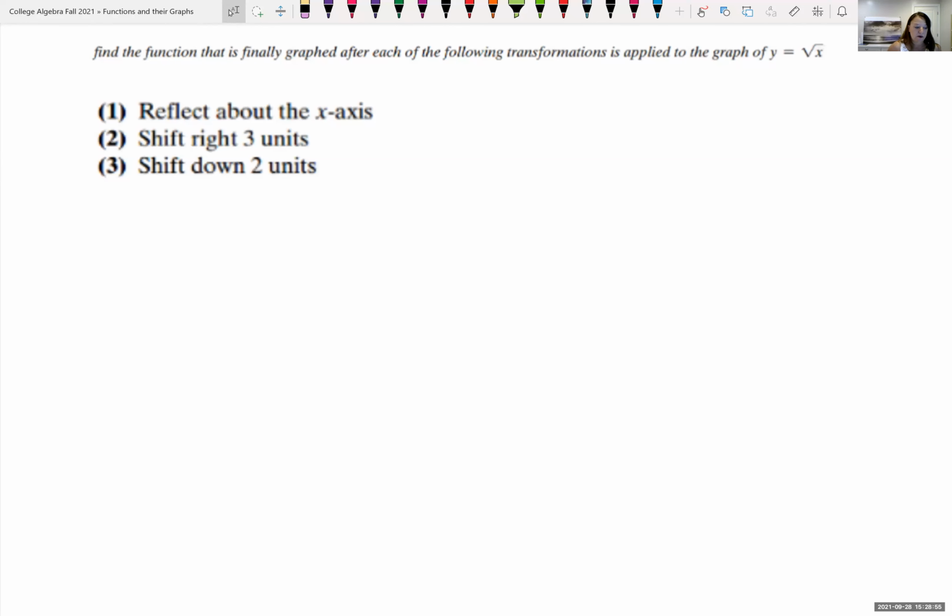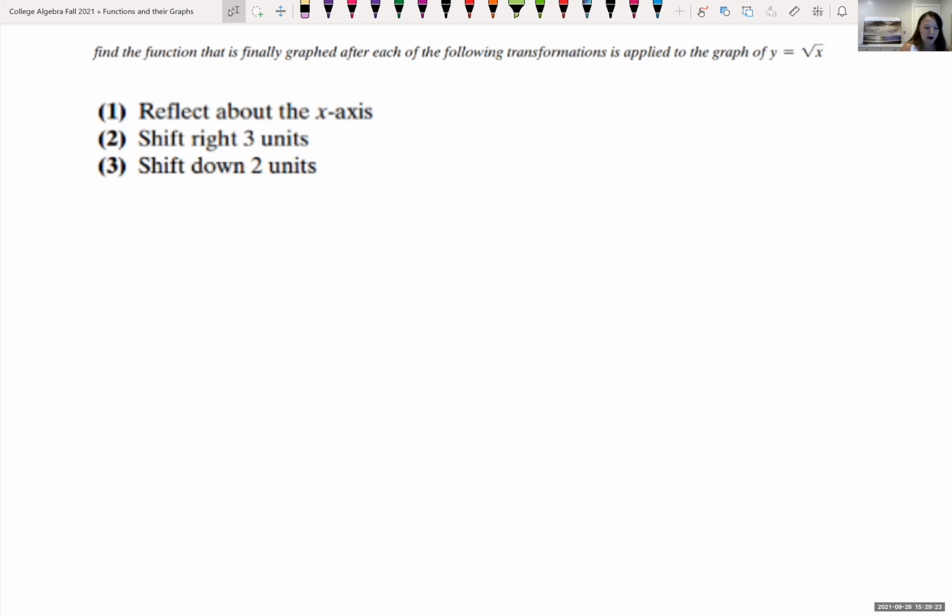Okay, so another example. In this example, it says find the function that is finally graphed after each of the following transformations is applied to the graph of y equals the square root of x. It also says do this in the order that it's stated. So let's apply each one of these to our function. Let's look at what's happening to the graph in each case, and apply each transformation to the new function that we're getting.